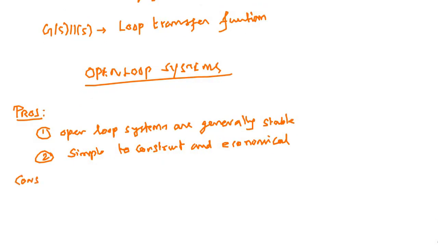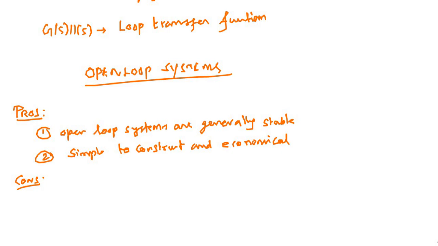Why are there no oscillations? Oscillations will occur whenever you have feedback. Whenever you have feedback under certain conditions, you will have oscillations. We don't have feedback in open loop systems, hence there will usually not be oscillations. There are some cases where you will have oscillations also. That's what I told: most of the open loop systems are stable, but not all open loop systems are stable. Just remember this.